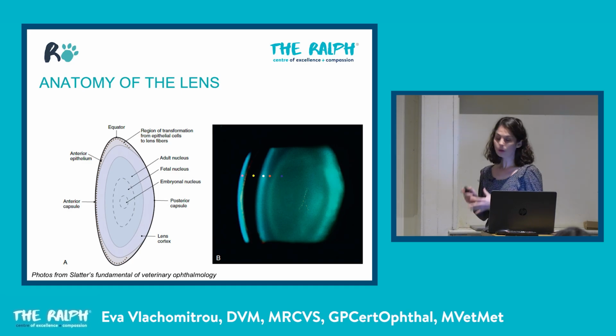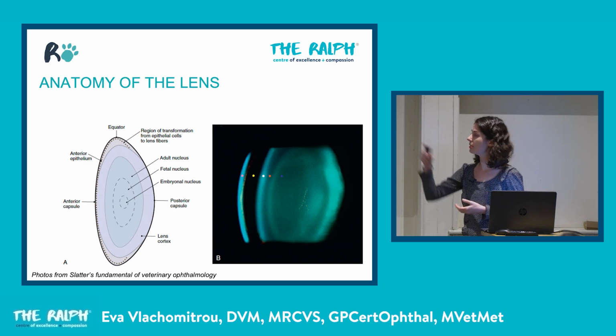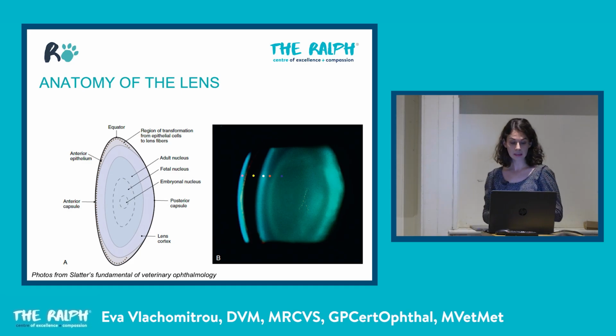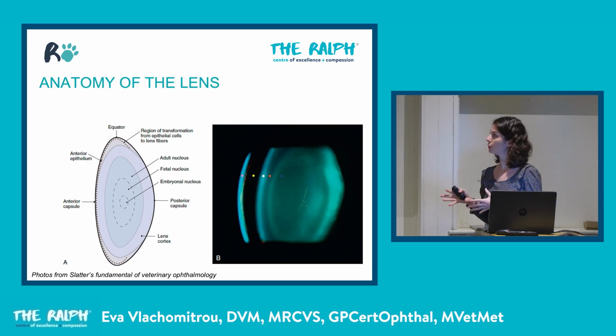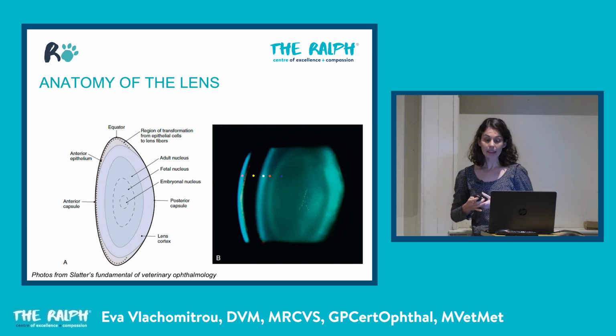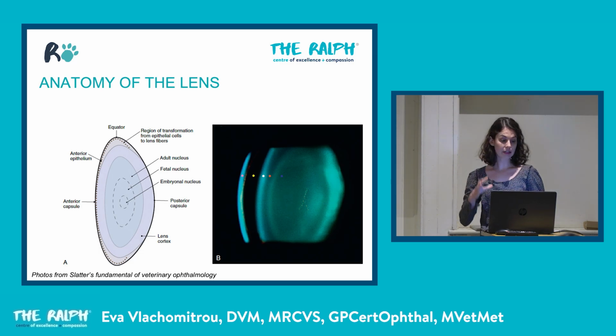Let's have a quick look at the basic anatomy of the lens. In the front we have the anterior lens capsule, and behind it the anterior epithelial lens cells. Posteriorly, we have the posterior lens capsule, and between the anterior and the posterior lens capsule we have the cortex, the anterior cortex and posterior cortex, respectively. And in the middle, we have the lens nucleus, which is divided in 3 zones: the adult nucleus, the fetal, and the embryonal nucleus in the center.